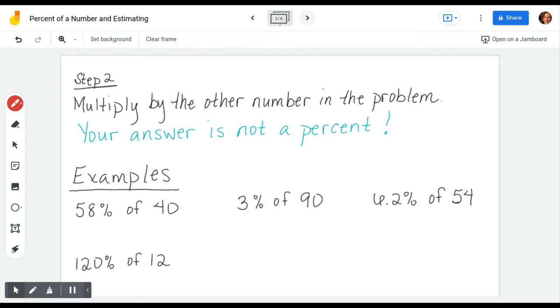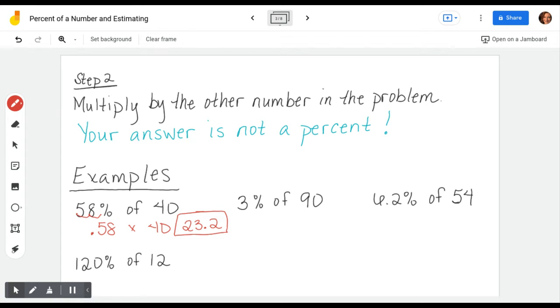What we're finding is just a number. We're not finding a percent. Do not put a percent sign in your answer. So for these examples, I'm going to scoot, scoot to the left, make that 0.58. In percent, decimal, and fraction land, of means times. So 0.58 times 40. I get 23.2. And if you think about it, 58% is a little bit more than half. So my answer should be a little bit more than half of 40.